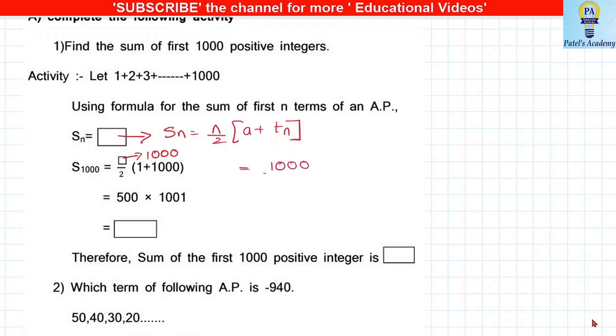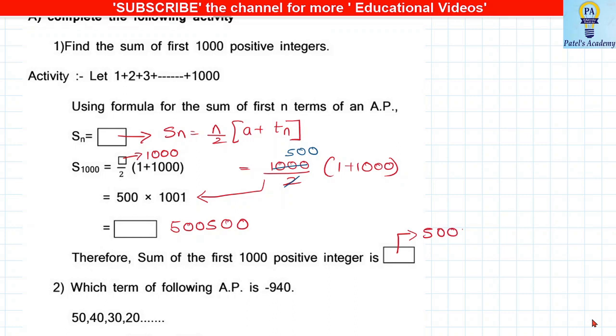I'll do the calculations here. It is like this, 1000 upon 2 into (1 plus 1000). When you reduce, we get this as 500. So that is what is written here, 500 into (1000 plus 1). When you multiply, what do we get? 500500. That is what you have to write down in this bracket. That is 500500 is the sum of first 1000 positive integers.